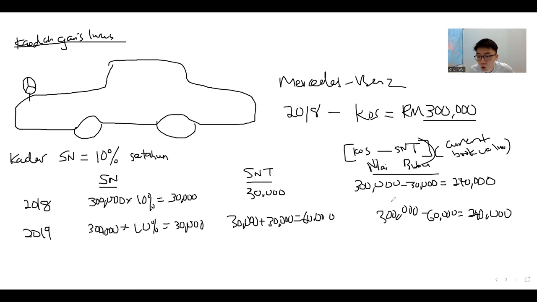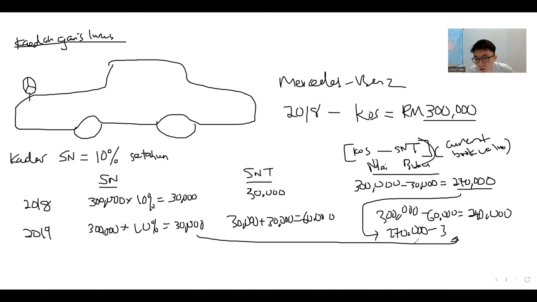You get 240,000. Understand? Or you can use last year's nilai buku, 270,000, and minus this year's susut nilai, 30,000. You get the same figure, 240,000. So meaning, at 2019, if you want to sell your Merz, it has depreciated to 240,000. So it all depends on the percentage that you're using. All right, some people use 20%, some use 30%. So it all depends on the question. If the question gives you 5%, you use 5%. If they give you 10%, you use 10%.